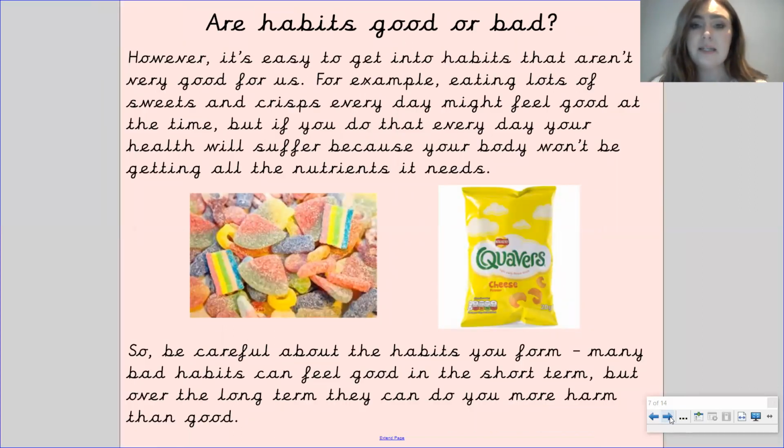However, it's easy to get into habits that aren't very good for us. For example, eating lots of sweets and crisps every day might feel good at the time, but if you do that every day, your health will suffer because your body won't be getting the nutrients it needs. So this is what we call an unhealthy habit. So be careful about the habits you form. Many bad habits can feel good in the short term, but over the long term, they can do you more harm than good.